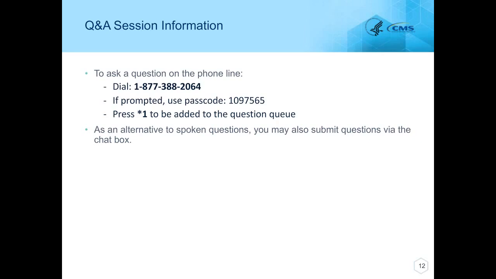Is CMS considering replacing TPCC attribution? So I can answer this. Right now in the MIPS program, for the cost performance category, we have two measures, the TPCC and the MSPB. Those measures are currently in the program. And I'm sorry, what was the last part of the question? It was, can you please explain how this impacts large group practices? Is CMS considering replacing TPCC attribution? Okay. Yeah, so those two measures are currently in the program.